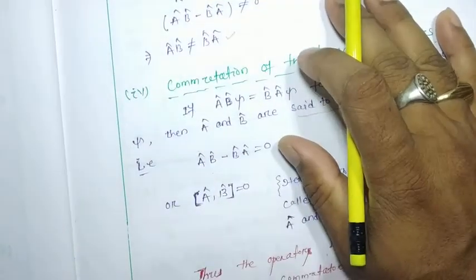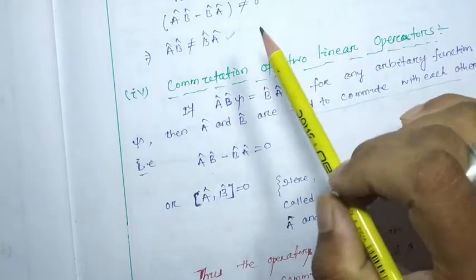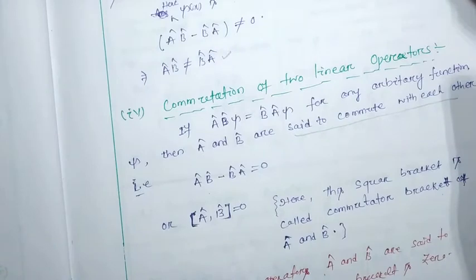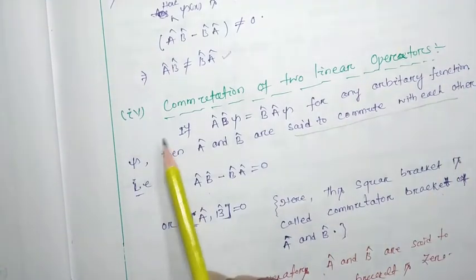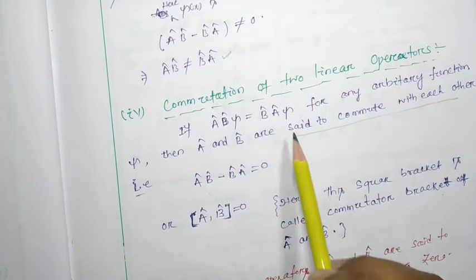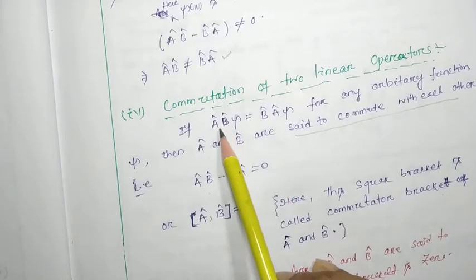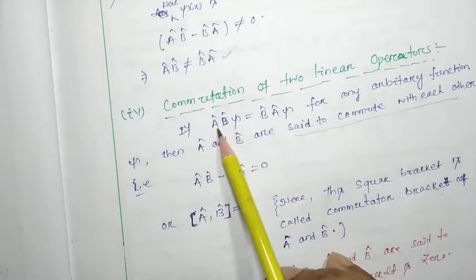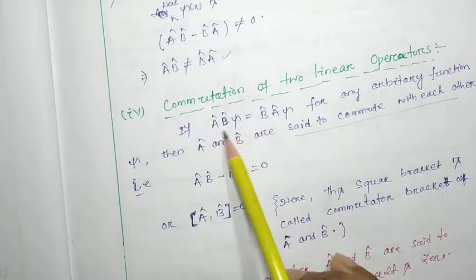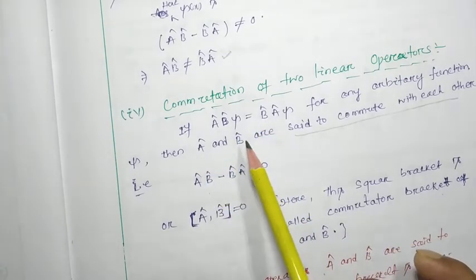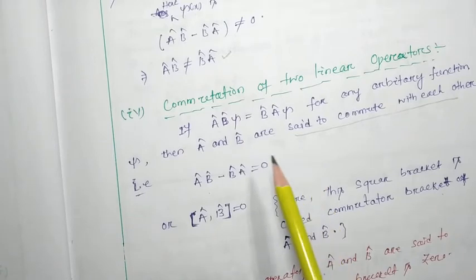So here we found one thing: in the case of a product of two operators operated on a function, the order in which they are operated matters. But the commutation of two linear operators tells us some other things that we are going to consider now. If ÂB̂ is equal to B̂Â, where the order is different but the answer is the same, then we can say that Â and B̂ commute with each other.